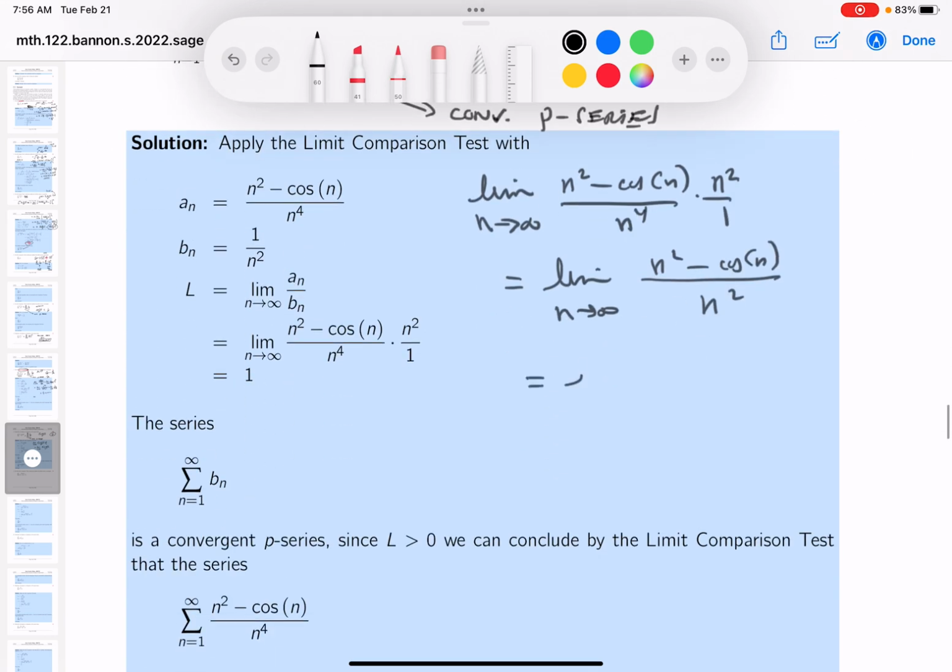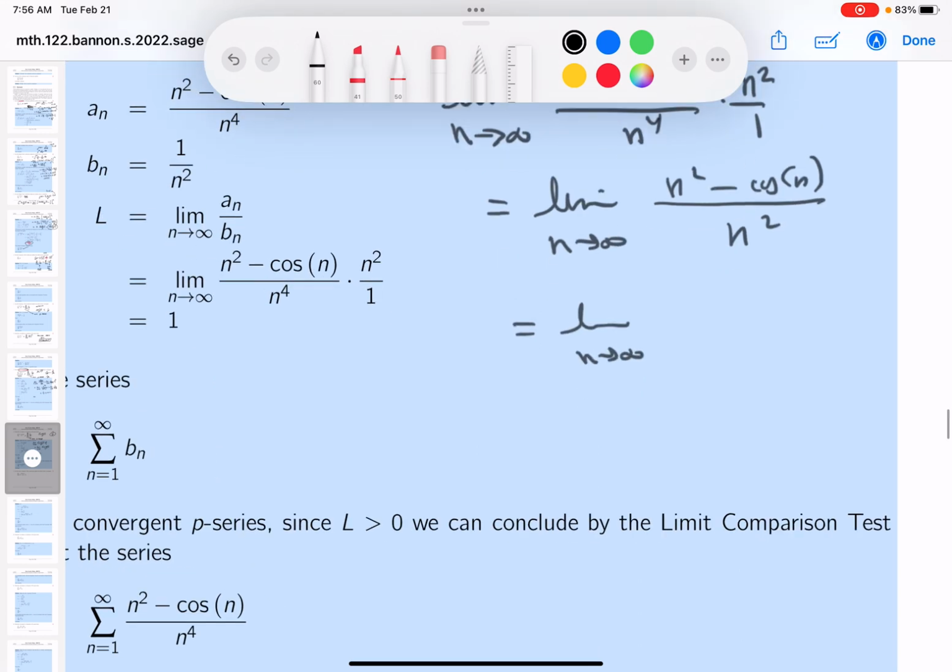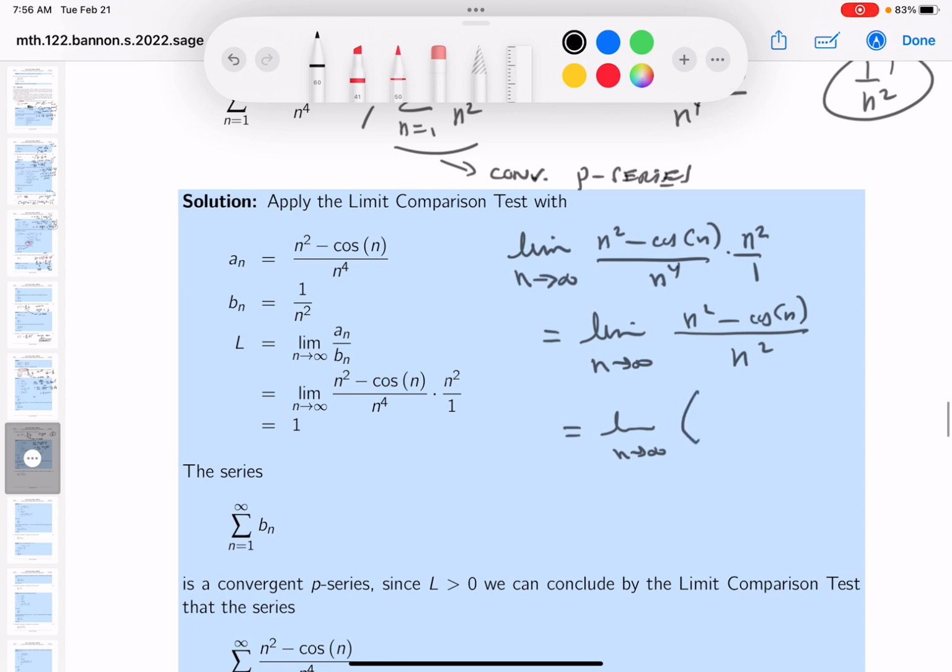And what do you get over there? Limit as n goes to infinity. Well, n squared divided by n squared is 1. Sorry about that. And then you get minus cosine n over n squared. What's that limit going to give me? Well, the limit of the first term is 1. The second term, I hope you realize the bottom blows up without bound, so that goes to 0. So this is going to be a limit of 1.